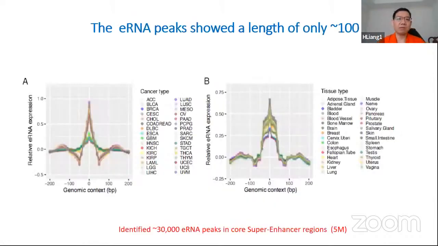So if you get all those enhancer peaks and superimpose them together, you found those enhancer peaks show a length of only about 100 bp. So they show a very sharp reduction when you walk away from the central region. Similarly, when you look at GTEx, you also observe the length of this ERA signal is only about 100 bp. So in this core super enhancer region, we actually can identify 30,000 enhancer peaks.